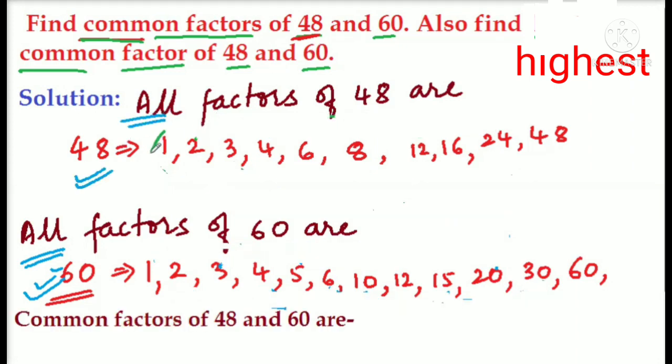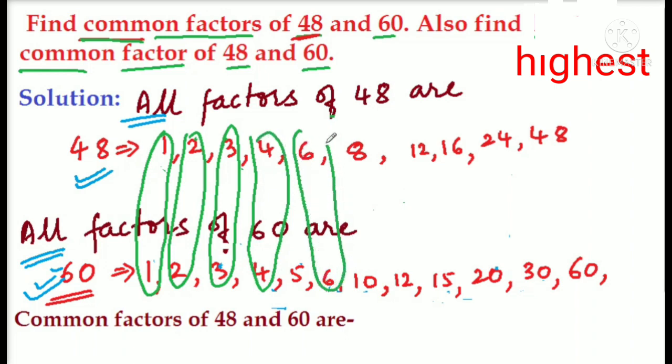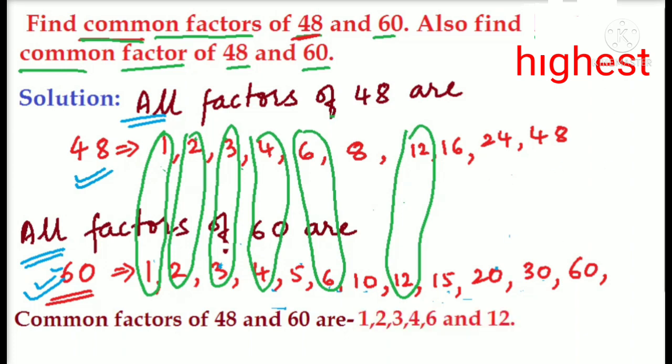Now we'll find common factors of 48 and 60. 1 is a common factor in both. 2 is also a common factor in both the numbers. 3 is also a common factor for both the numbers. 4 is also common for both the numbers. Then 6 is also a common factor for both the numbers. Now 12 is also a common factor for both the numbers. After 12 there is no other common factor.